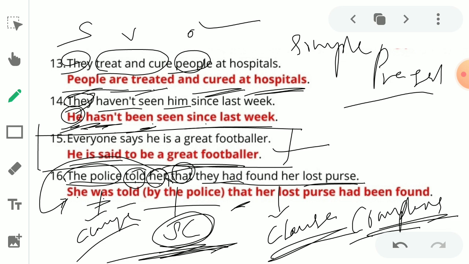That here, her lost purse is the object of the next clause. They is the subject, had found is the verb. So take the verb there, that her lost purse had. Don't change it, because the tense is past perfect. They had been found. So this is the simple way to complete all these sentences.